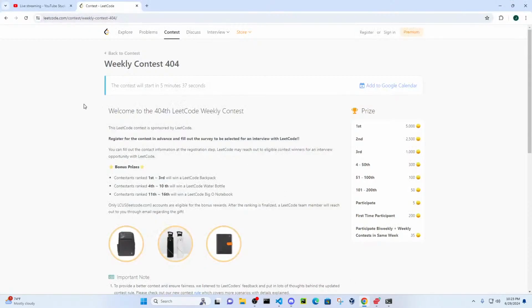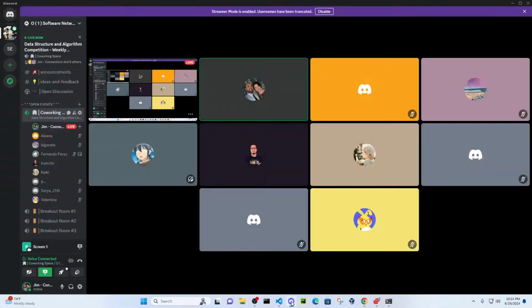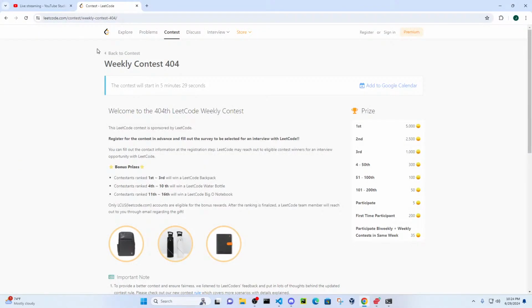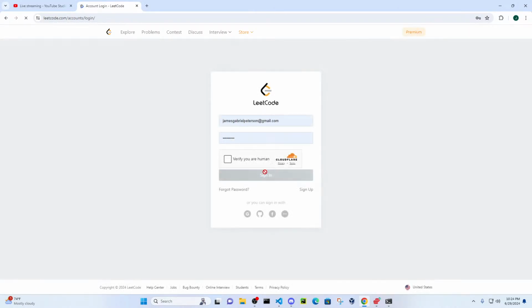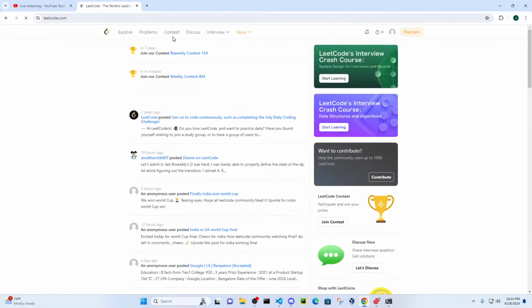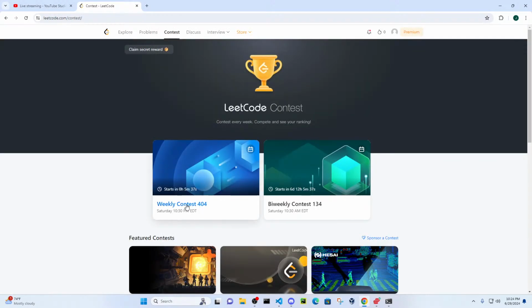All right, so basically, what we're doing here, for those who know LeetCode, I'm sure most of you do, you're going to have to navigate to leetcode.com if you're working independently. Give me a minute. Okay, so once you log in to LeetCode, go to the contest, and then we're doing the weekly contest.